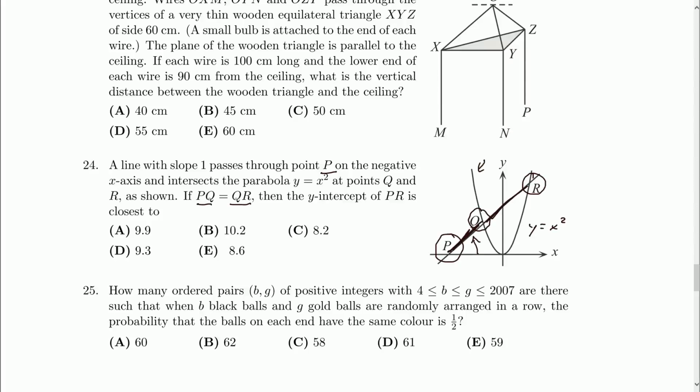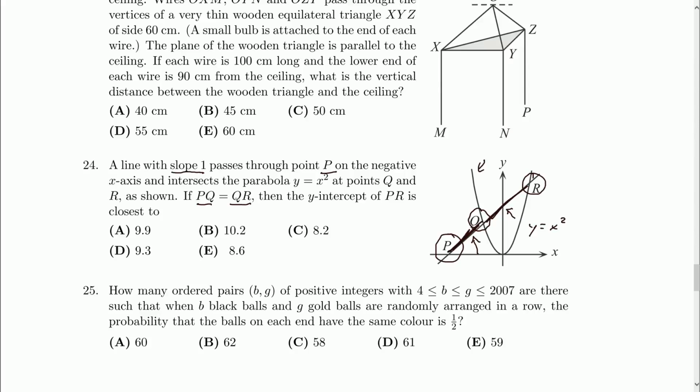then the y-intercept of PR is closest to. So we want the y-intercept there. All right. So the information they've got, this line here is going to have to be unique, and it should depend only on the point P here. We know the slope. So if we just pick a point P on the negative x-axis, then we can say, well, what are the two intersection points? And then talk about P to Q and Q to R.